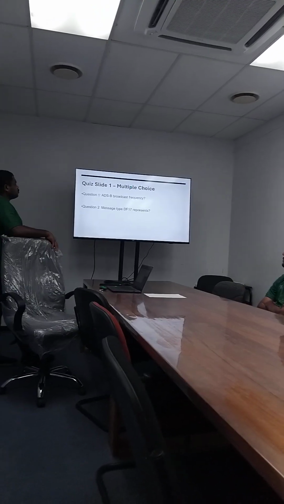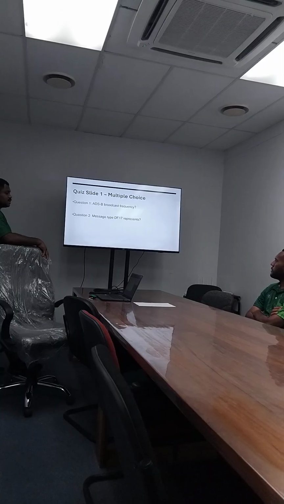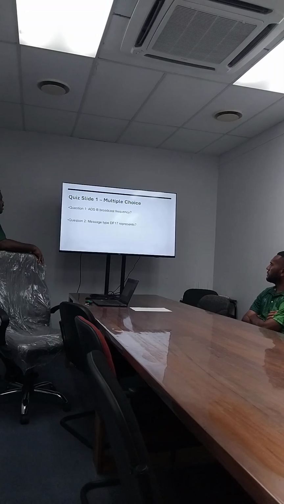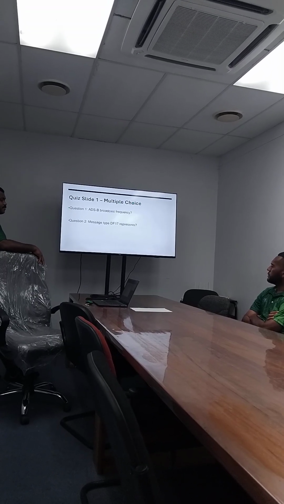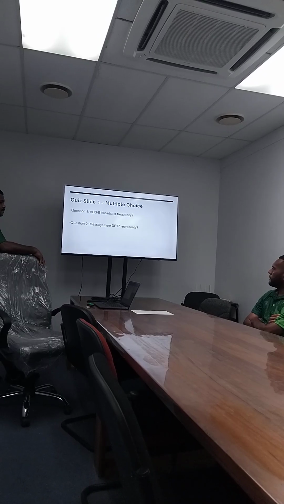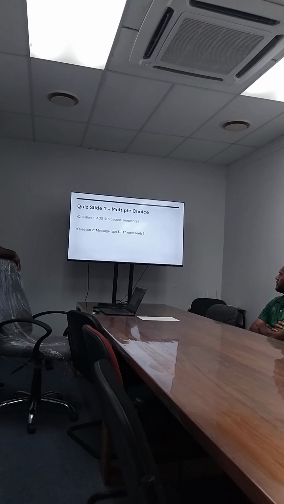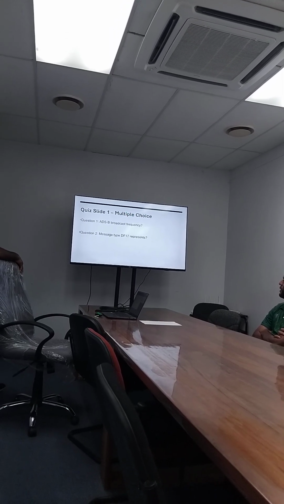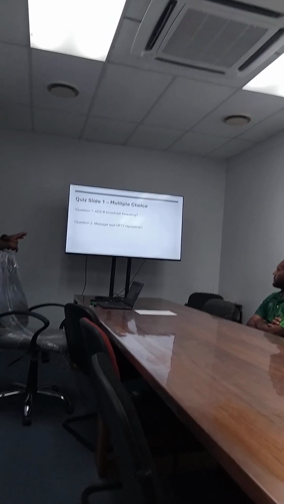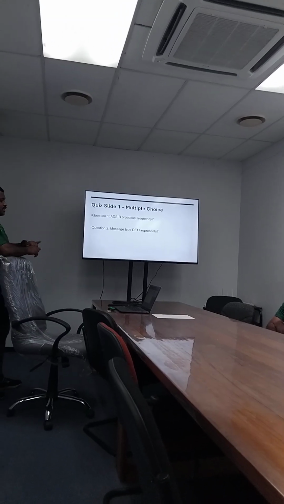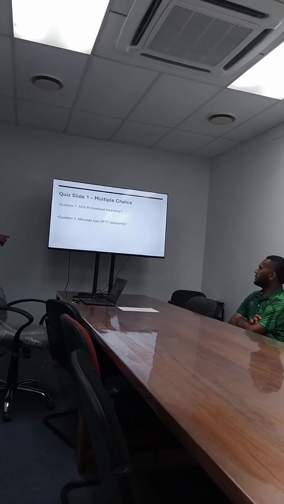Now two questions for you. What is the ADSB broadcast frequency? 1090 megahertz. Correct. Message type DF17, what does it represent? You recall? The message format represents the position of the aircraft, ICAO address, velocity of the aircraft, altitude, correct, and so forth. So basically that's what DF17 represents.